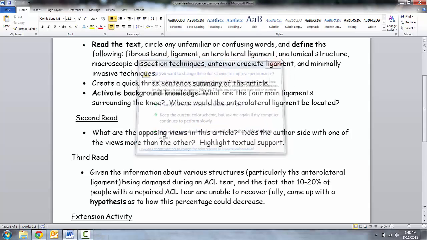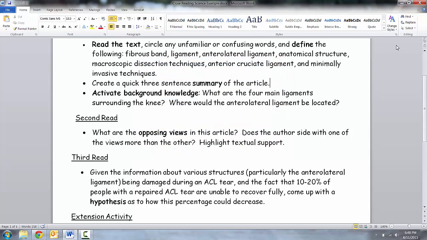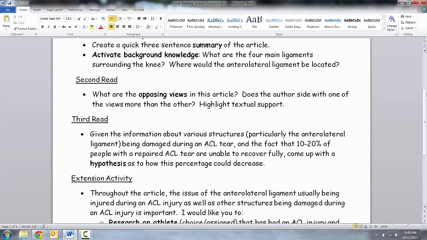And then for their third read, I would ask them to come up with a hypothesis. So given the information about various structures being damaged during an ACL tear, and the fact that 10 to 20% of people with a repaired ACL tear aren't able to fully recover, come up with a hypothesis as to how this percentage could decrease. So based on the given information, they're forming a hypothesis, so that's what they would do for their third read.